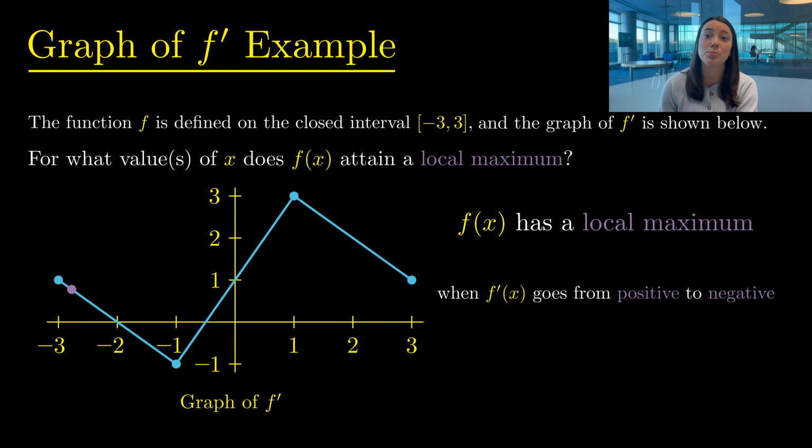It looks like as we move from left to right, f prime's graph crosses the x-axis from the positive direction to the negative direction at x equals -2. So f has a local maximum at x equals -2. Again, you should be good to go with these types of questions if you focus on the f prime portion of the rule rather than the f portion.